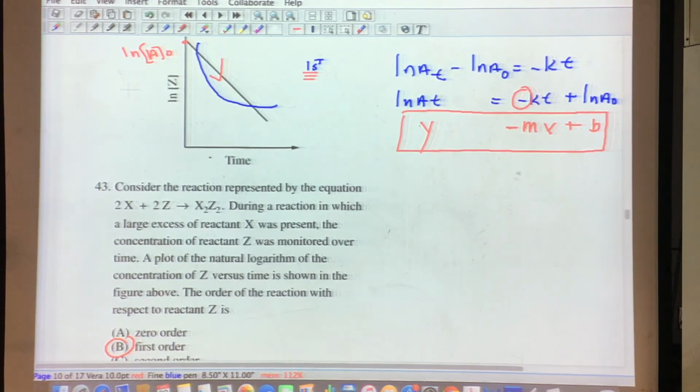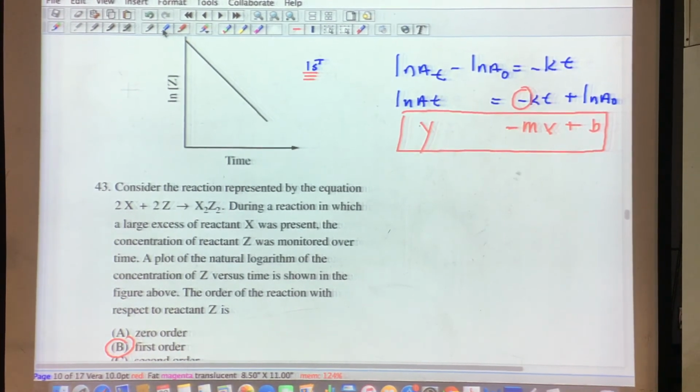Now, what is the only other possibility? Sometimes they ask you to draw this, if it's first order. If you knew it was first order, they ask you to draw it with the correct y-axis. This is a really easy problem. Sometimes they ask you to draw this.